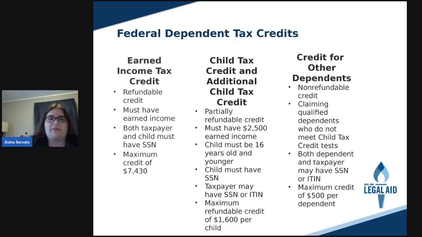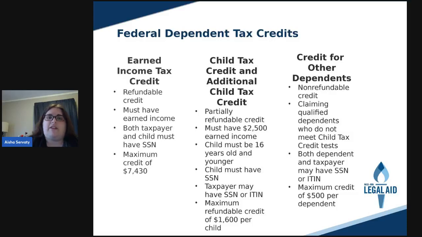The maximum refundable credit is $1,600 per child for this year. And then there's the credit for other dependents, which is a non-refundable credit. So the difference between refundable and non-refundable is that with refundable, if let's say you have a tax liability of $500 and your credit amount is $1,600, you would be refunded $1,100. Non-refundable means that it just brings your tax liability to zero, but you don't receive any of that additional credit amount refunded back to you.